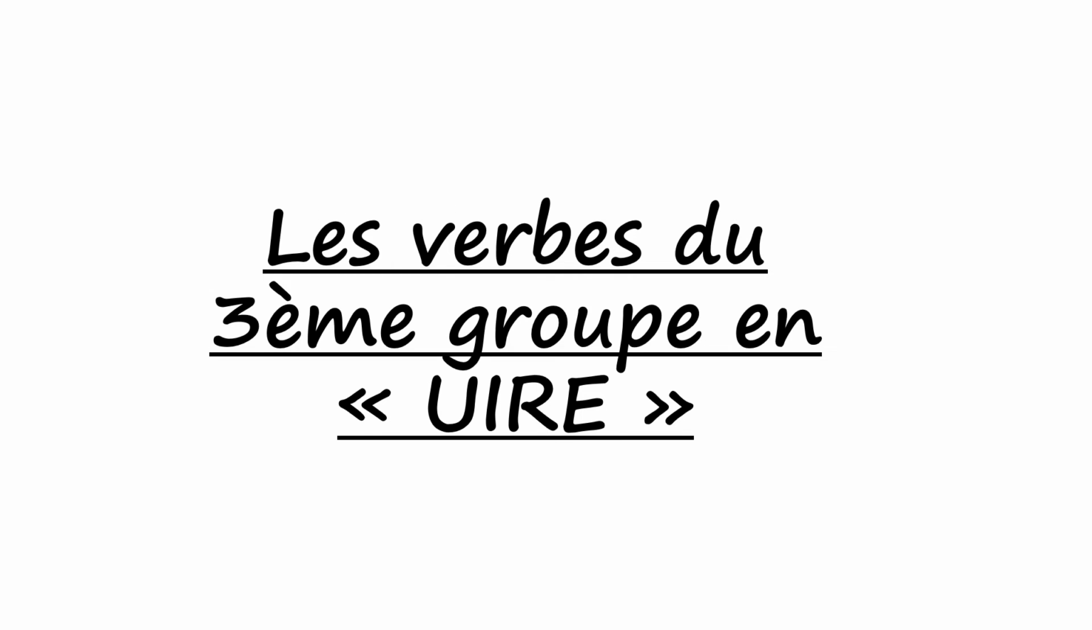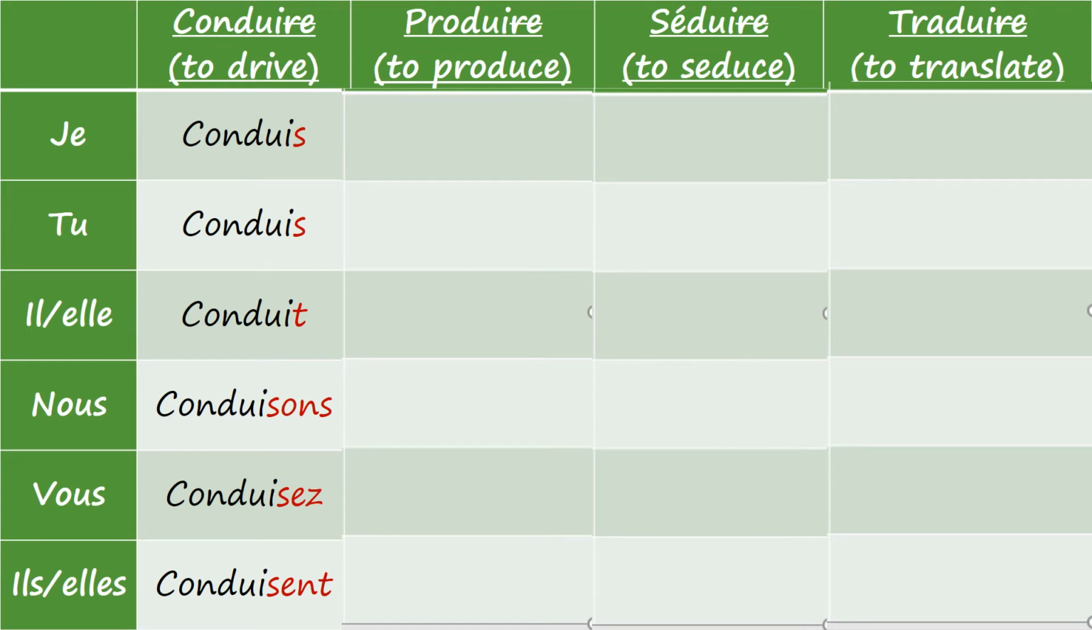Now we have the verbs which are ending in UIRE. The rule is very simple: we remove the RE and we add the endings S, S, T, SONS, SEZ, SENT. Usually we have the endings like ONS, EZ, ENT. Here it is SONS, SEZ, SENT. Be careful. So we say je conduis, tu conduis, il conduit, nous conduisons, vous conduisez, ils conduisent.